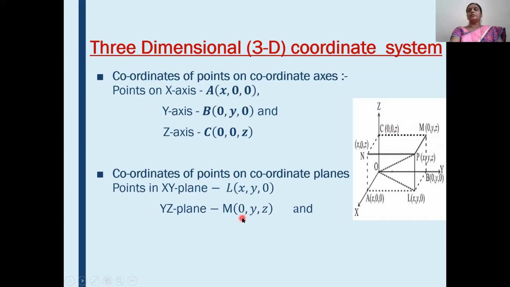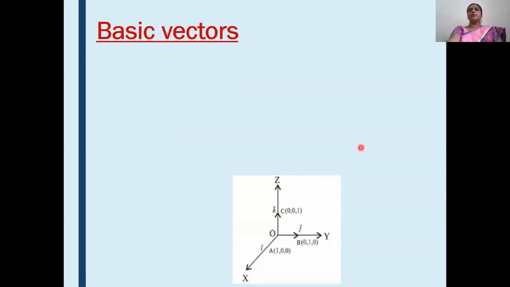And consider the next point, suppose this point N lies in the xz plane. Since this point N lies in the xz plane, its y coordinate will be 0. In this way, if a point lies on an axis or in a plane, we are able to find its coordinates. Okay, then we will see basic vectors.